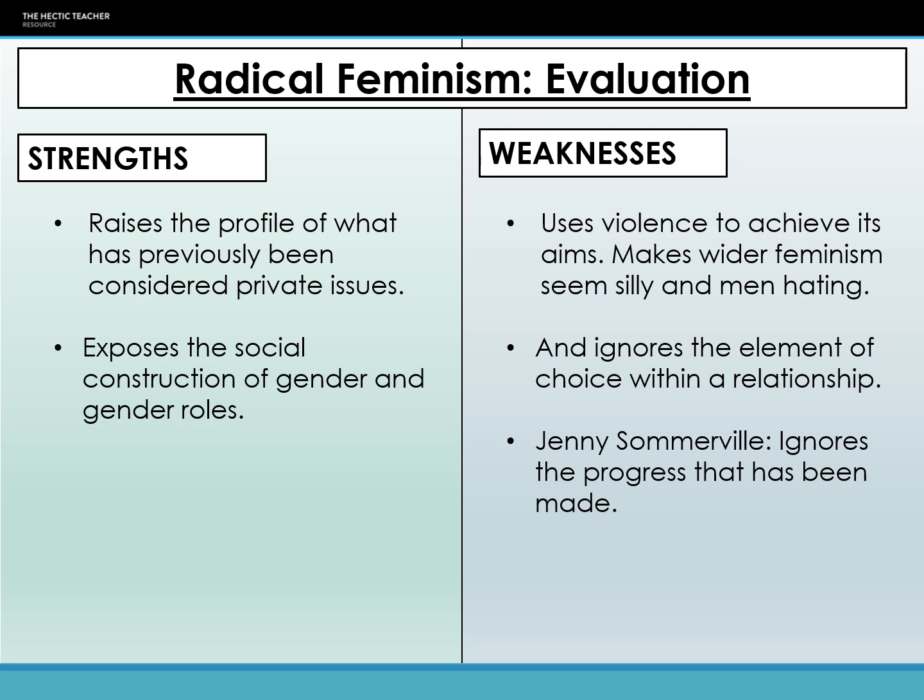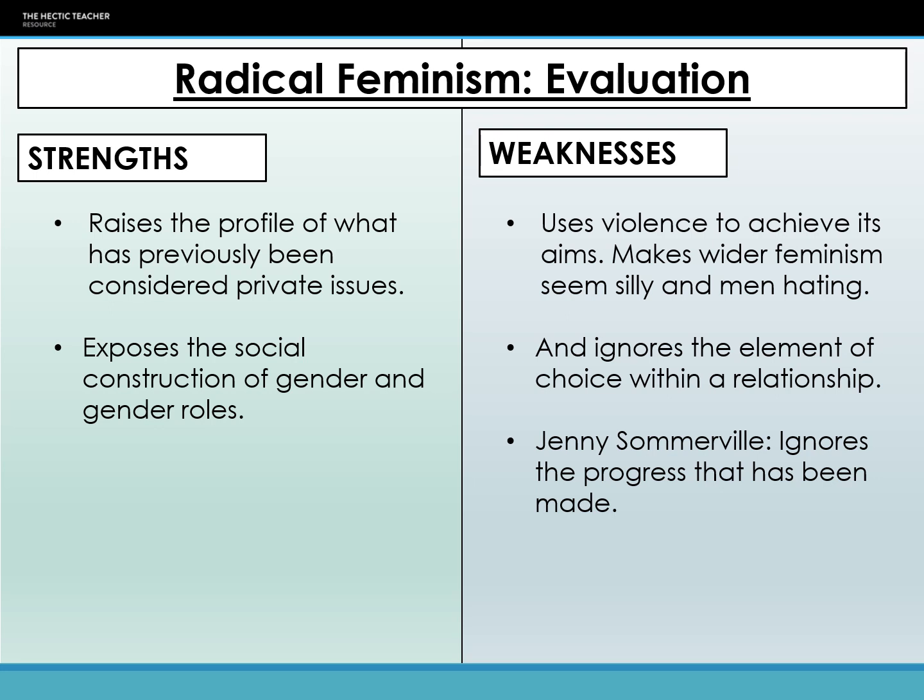It also ignores the elements of choice within a relationship, and the fact that in modern society there is a lot more choice regarding who does what, where, when, why, and how. You have stay-at-home dads, you have equal division of labour within the household, you have female breadwinners, and the postmodernists would argue that there has been more choice within the family unit now. It is about creating a family unit and a relationship that works for you.